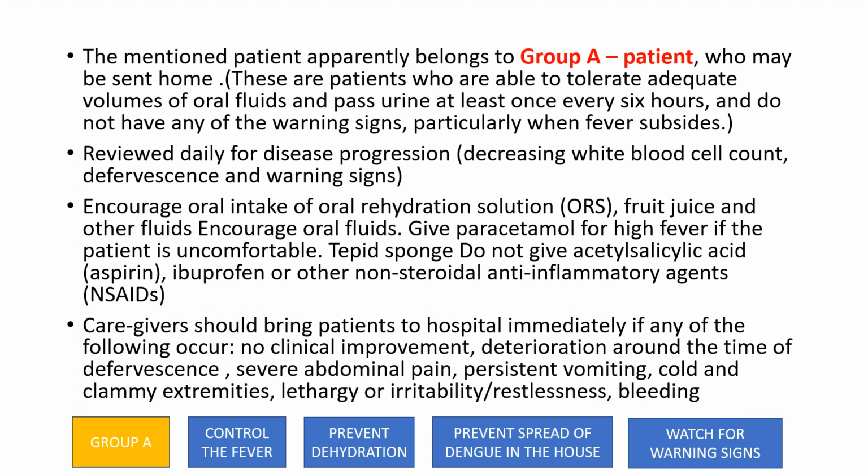And the particular problem card that I'm discussing here, the mentioned patient apparently belongs to group A, who may be sent home, because the group A patients are those who are able to tolerate adequate volumes of oral fluid and pass urine at least once every 6 hours and do not have any of the warning signs, particularly when the fever subsides. And they need to be reviewed daily for disease progression, that is, if there is any decreasing white blood cell count, defervescence and warning signs.